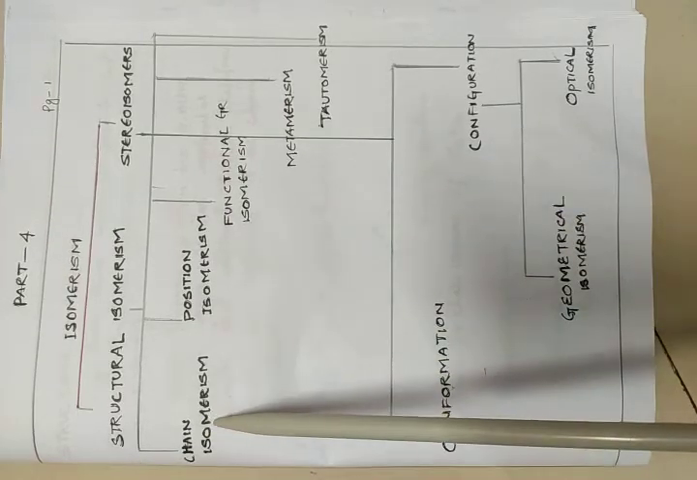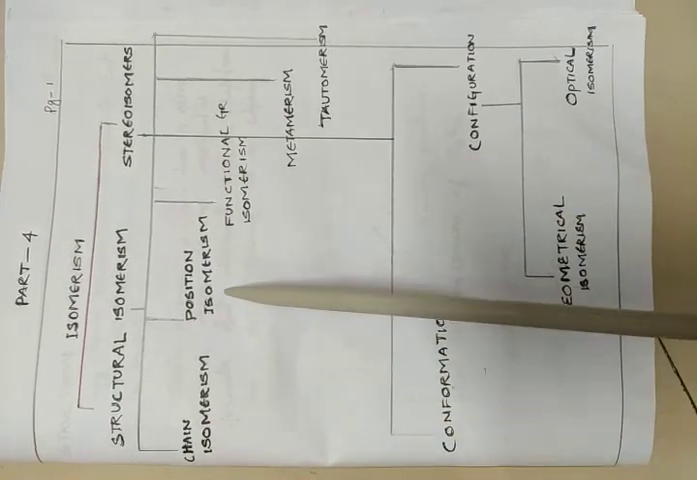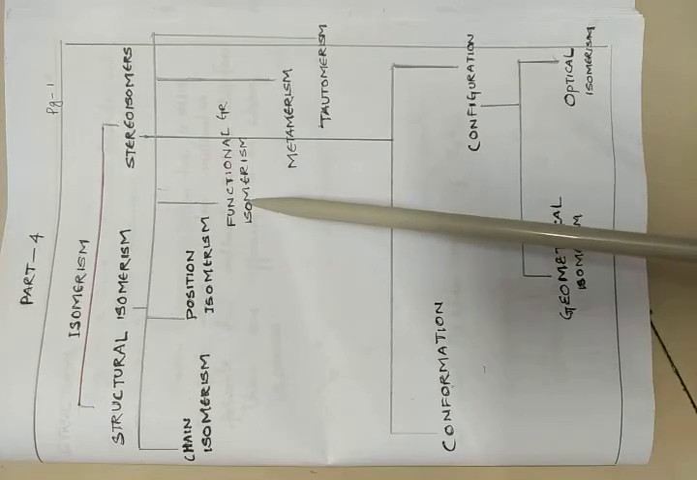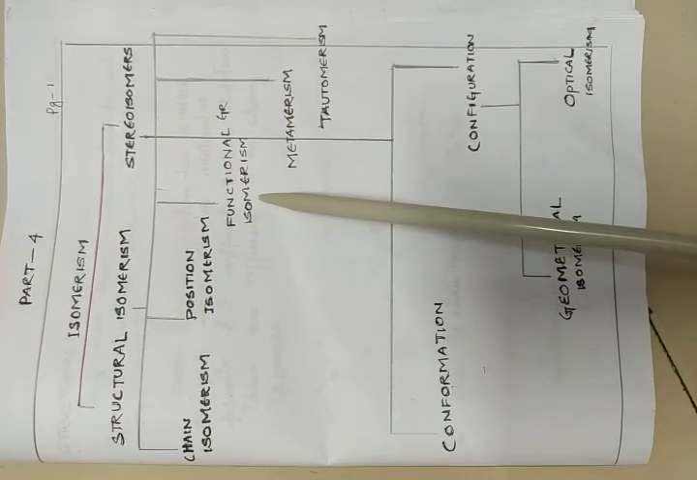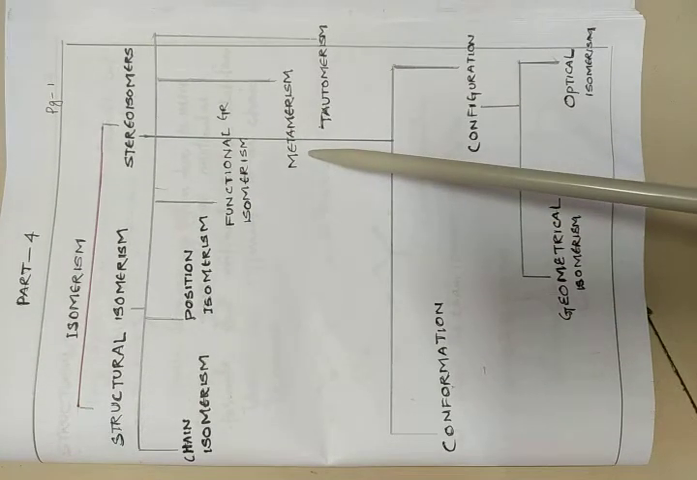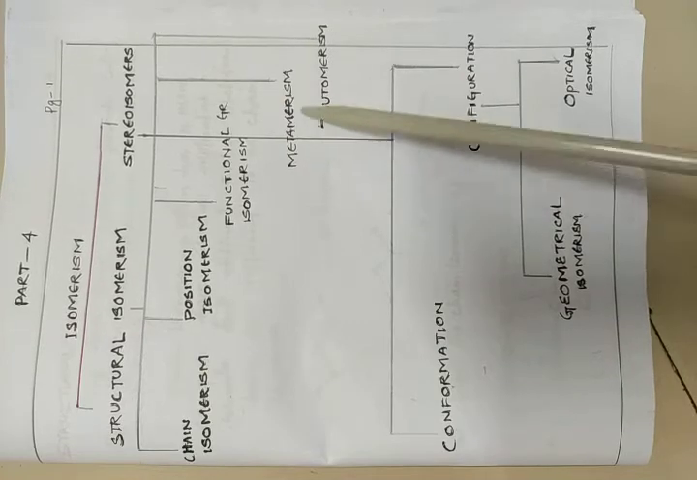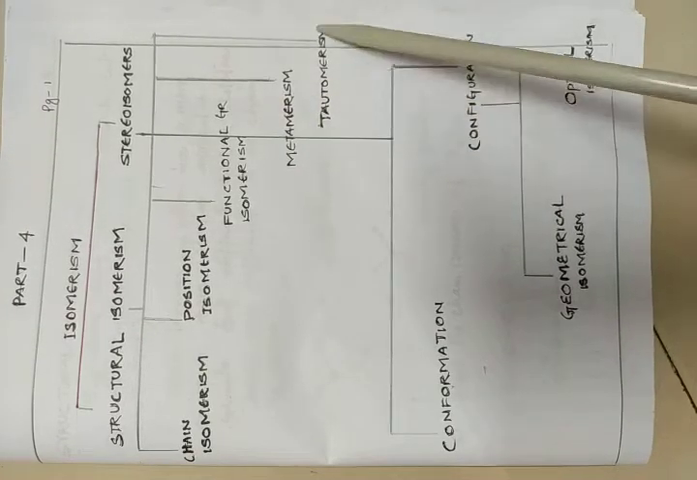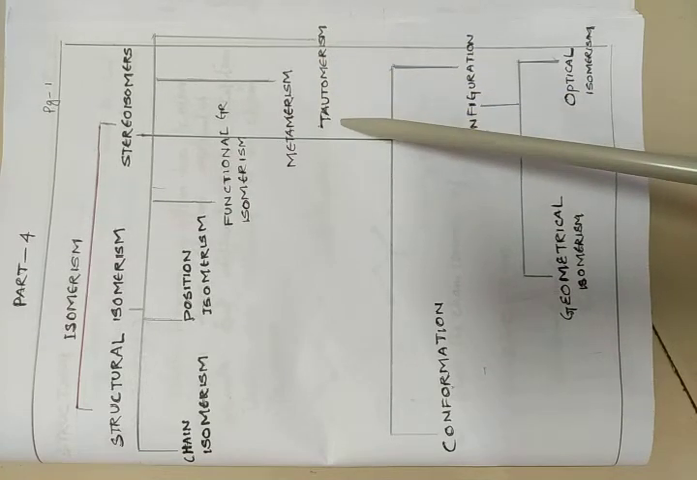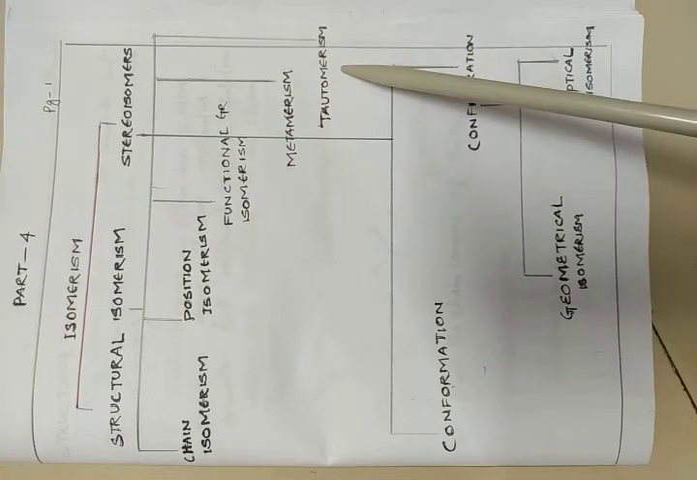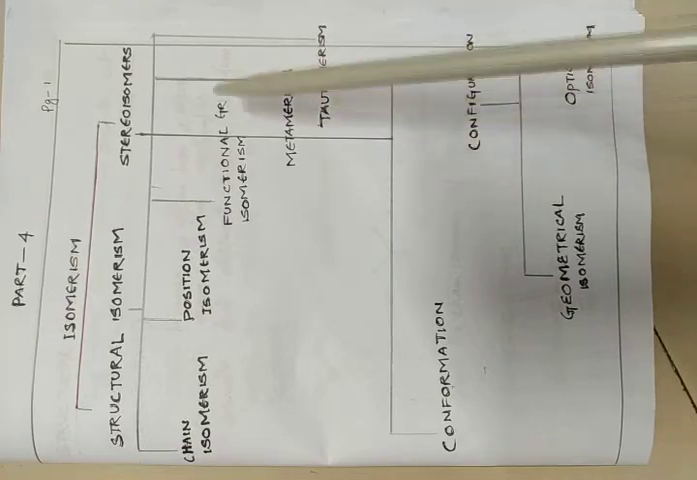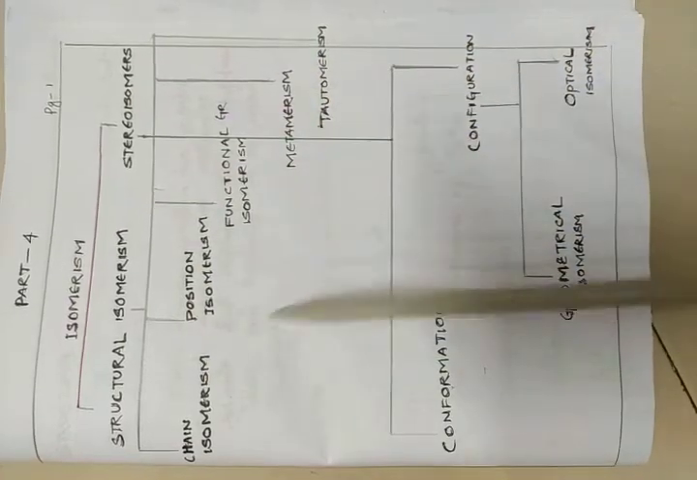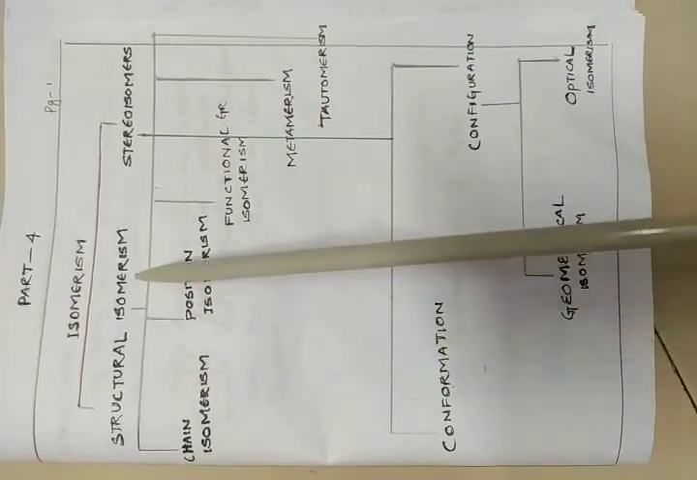The first one is chain isomerism, and then position isomerism. The third is functional group isomerism. Fourth is metamerism. The last one is tautomerism. This tautomerism is not given in your book, but it is important in class 12. These five are under structural isomerism.